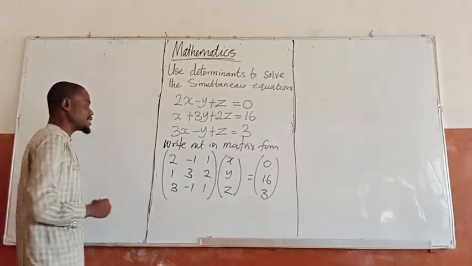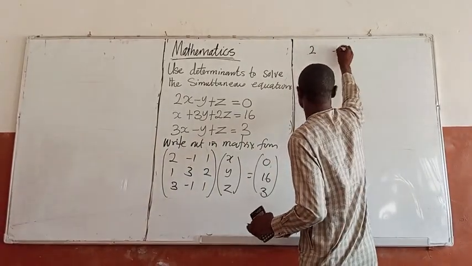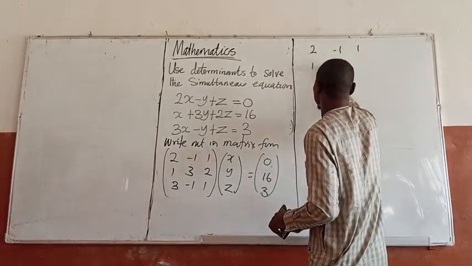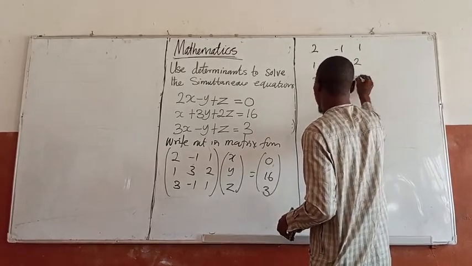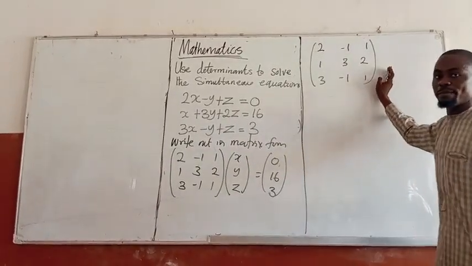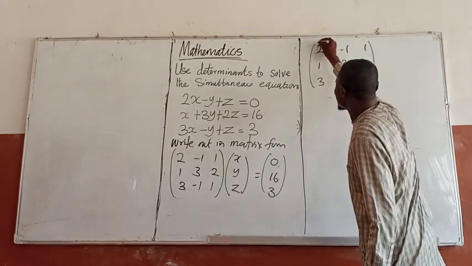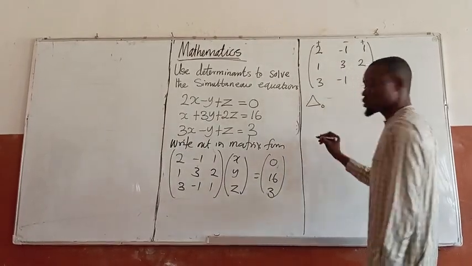Now, how can I find delta naught for all? I'll pick this one out. We have 2, minus 1, 1, 3, 2, and 3, minus 1, and 1. This is what I have. And remember, from my previous video, when finding the determinant we add the signs plus, minus, and plus. This is how to find delta naught.